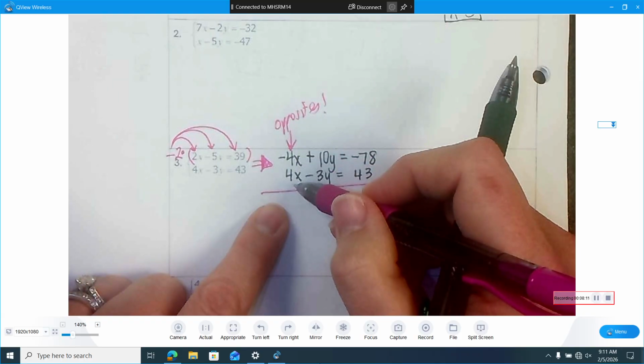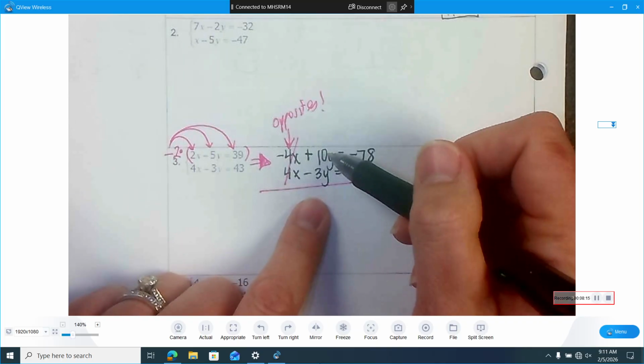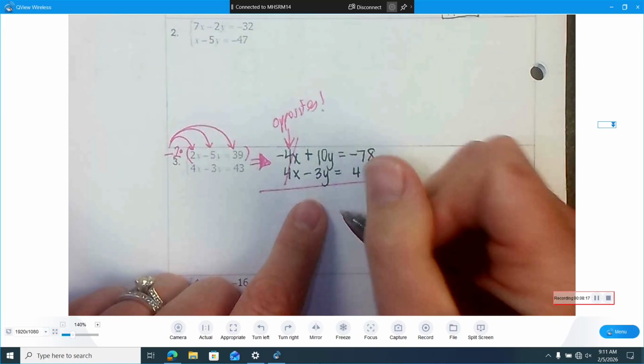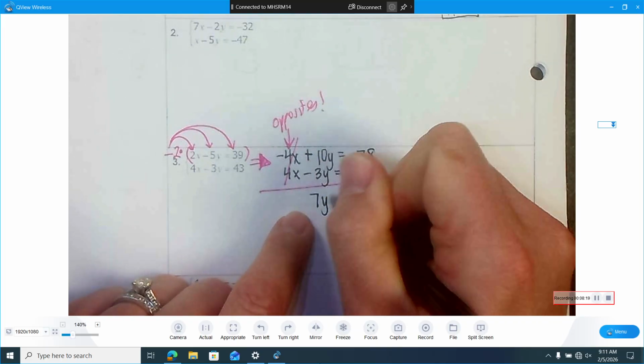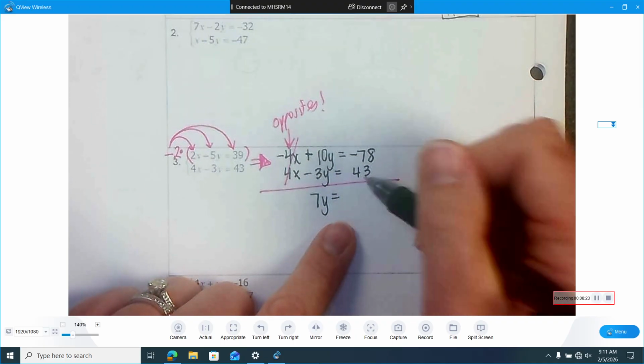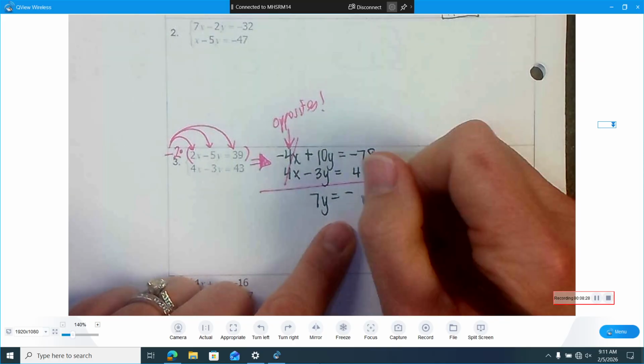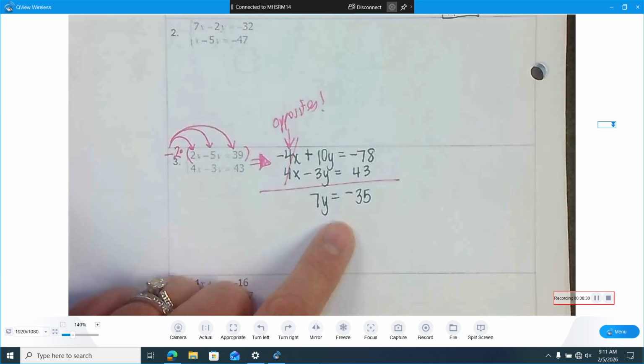-4x and +4x makes 0. All right, 10y's minus 3y's is 7y. And -78 and +43, who wins? The negatives win by how many? 35 is right.